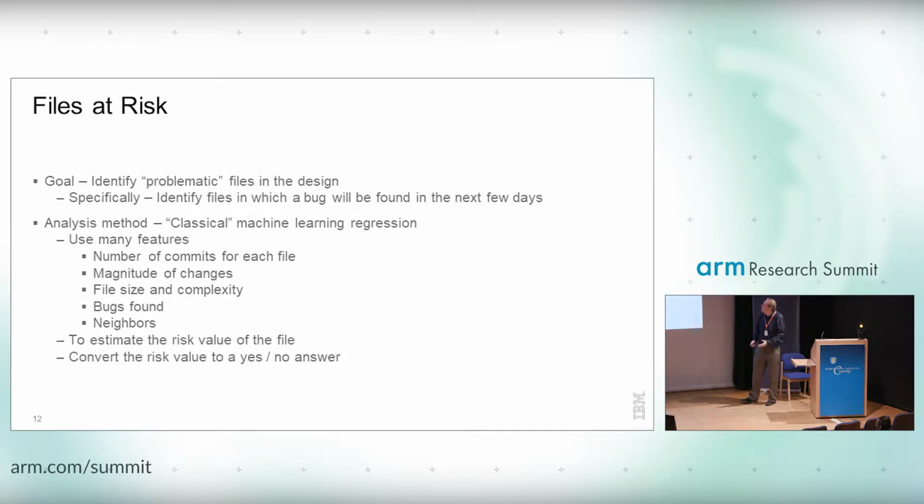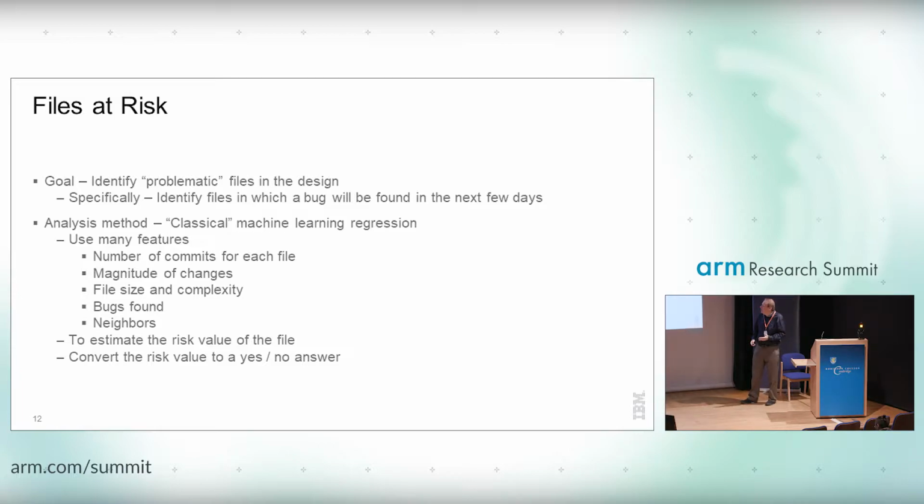The second thing that we do is identify problematic files. As I said, files in which I'm going to find bugs in the next few days. This is a classical machine learning regression, or actually classification problem. We have many features, like how many commits we did, how big the commits are, how complex the file is, which files are committed with it, and so on.